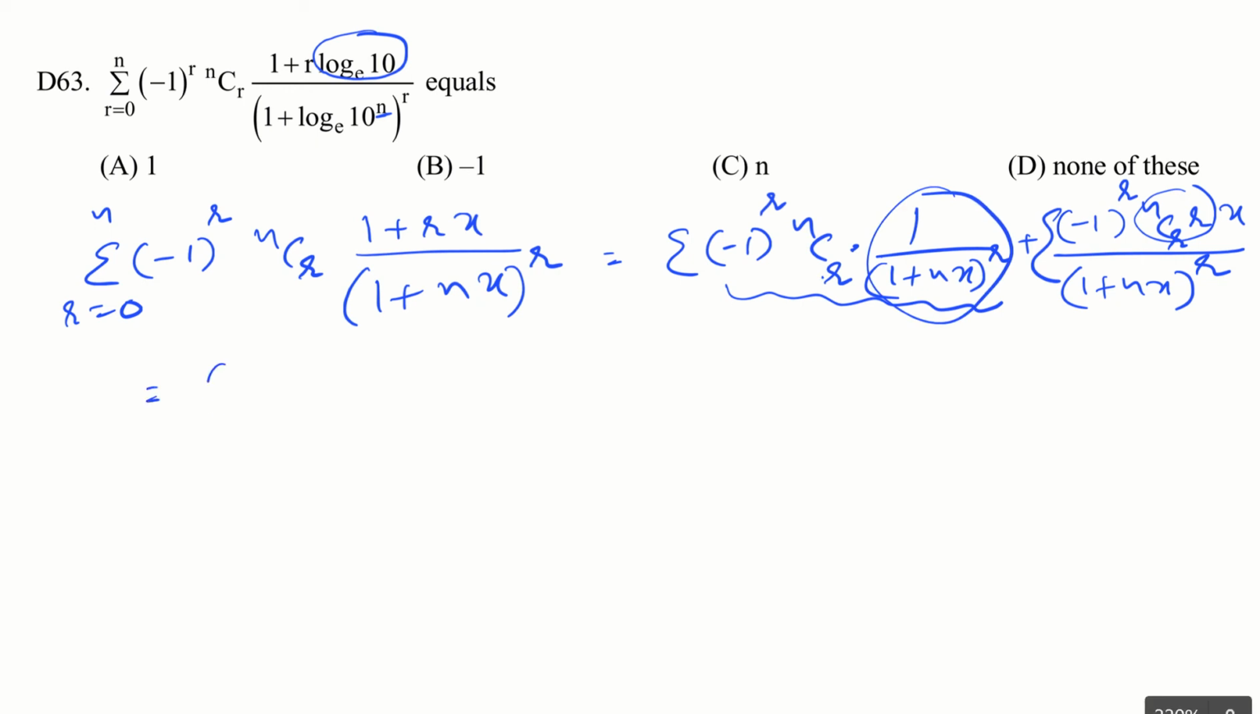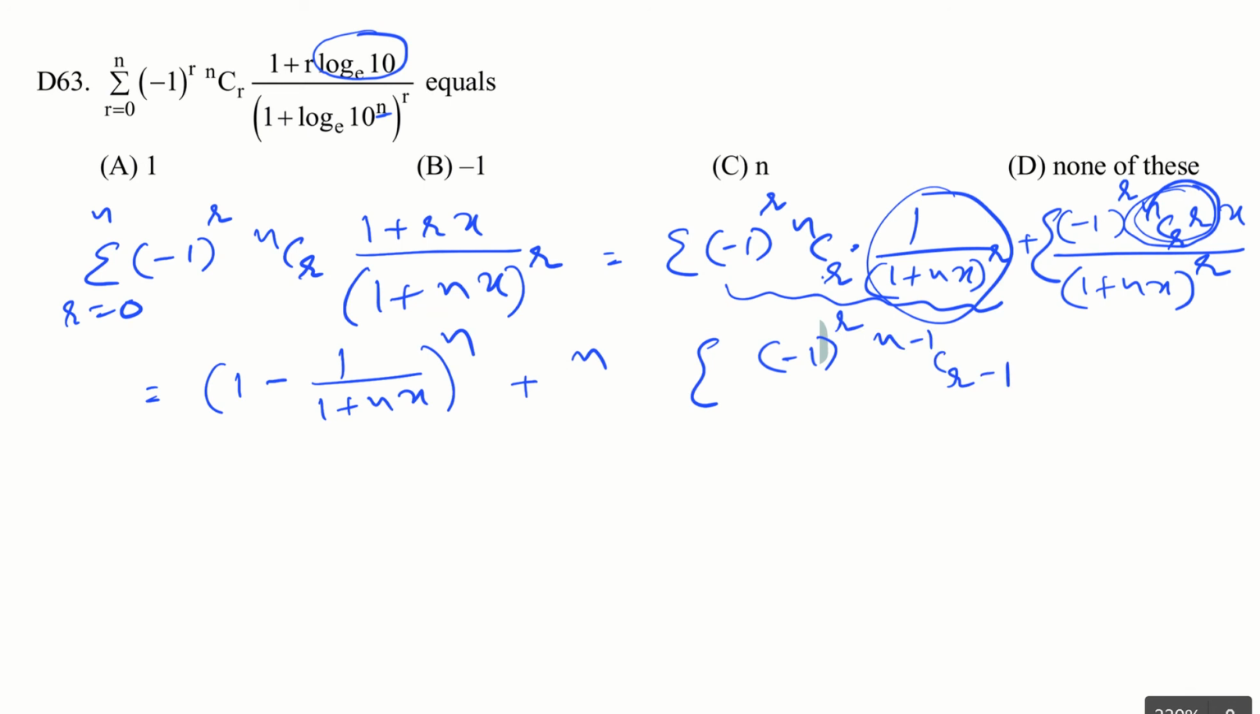So we know that that is nothing but the expansion of (1 - 1/(1+nx))^n, the first part. The second sigma, writing this nCr into r as n into n-1Cr-1, the n I can write outside, it's (-1)^r into n-1Cr-1 into x. Observe that x we can write outside the sigma because sigma is running over r.